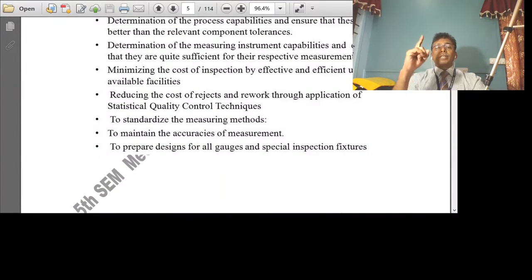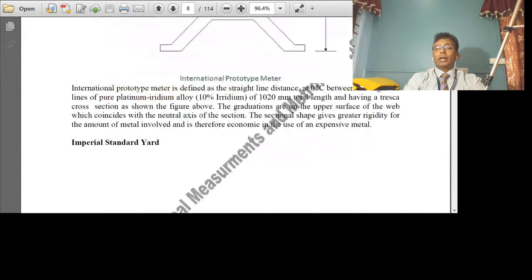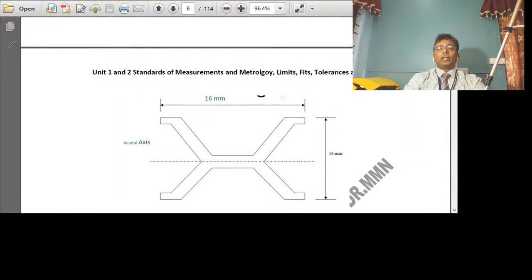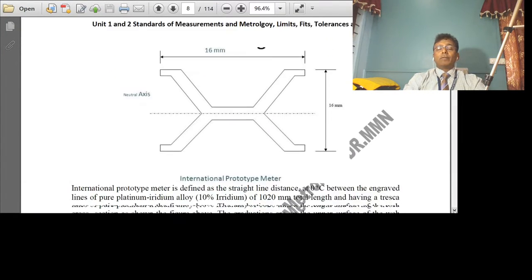What does it say? Sketch and explain the international prototype meter and Imperial standard yard. This was asked for 10 marks in 2015. This has been explained, right? Nevertheless, I can show you the international prototype meter and standard yard. Have a look. This is the international prototype meter, wherein you need to mention the 16 mm width and 16 mm height, and then you need to define what the international prototype meter is, whether it is a line standard.